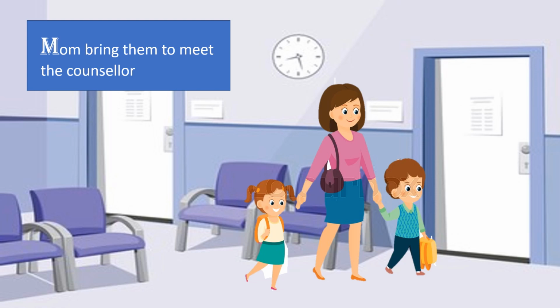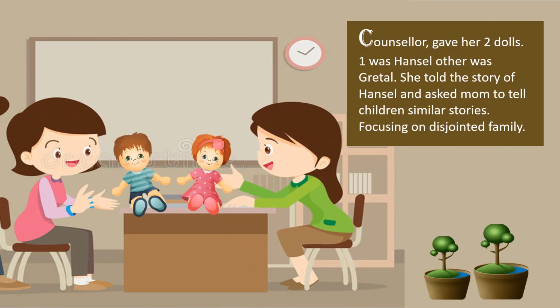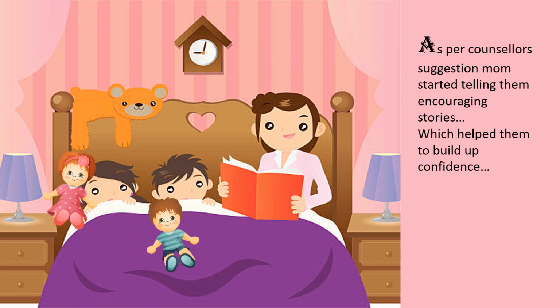"Mom, bring them to meet the counselor now." So the counselor gave her two dolls. One was of Hansel, other was of Gretel. She told the story of Hansel and asked Mom to tell children similar stories, focusing on disjointed family. As per counselor's suggestion, Mom started telling them encouraging stories, which helped them to build up their confidence.